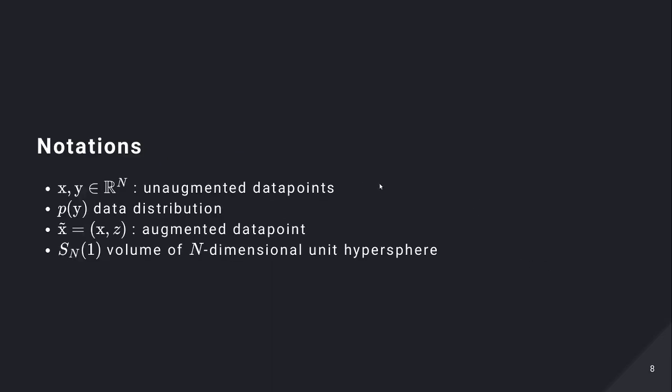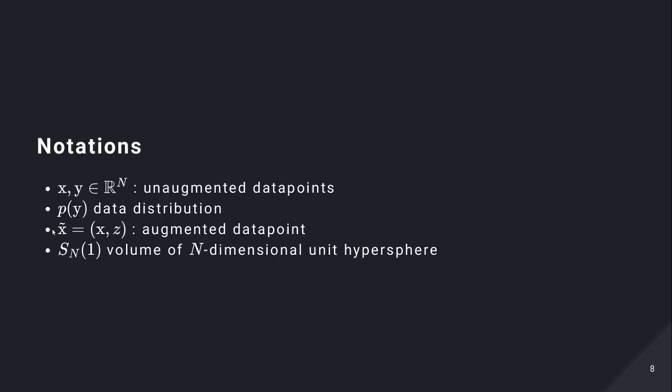So because this was a problem last time, I made just a slide for notation. So when I have x and y without any tilde, that's just the unaugmented data points. And I assume that my data distribution is just p of y. And the main assumption on this distribution is that it has a bounded and also compact domain, so it doesn't go to infinity.